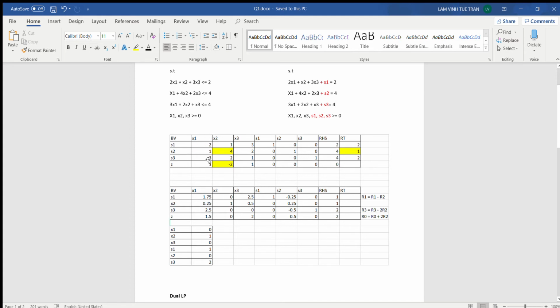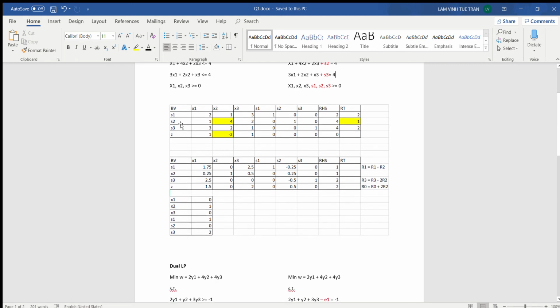First, I choose the smallest negative coefficient in row 0. It's -2. Then I choose the x2 column and I compare the ratio between the right hand side and x2. These are the ratios: 2, 1, and 2. So now I choose 4 because it has the smallest ratio, and I replace s2 with x2 as a basic variable.